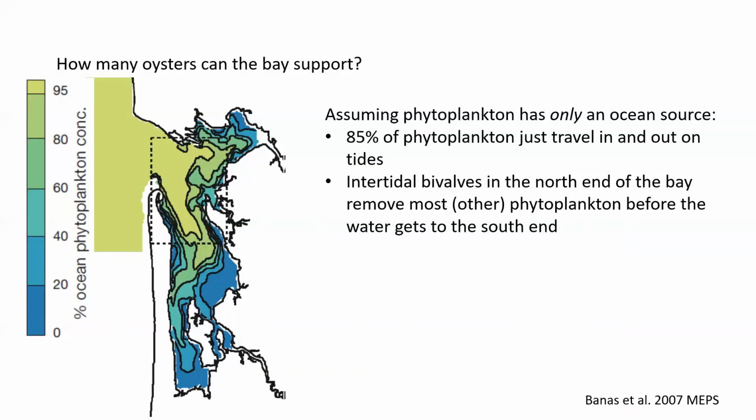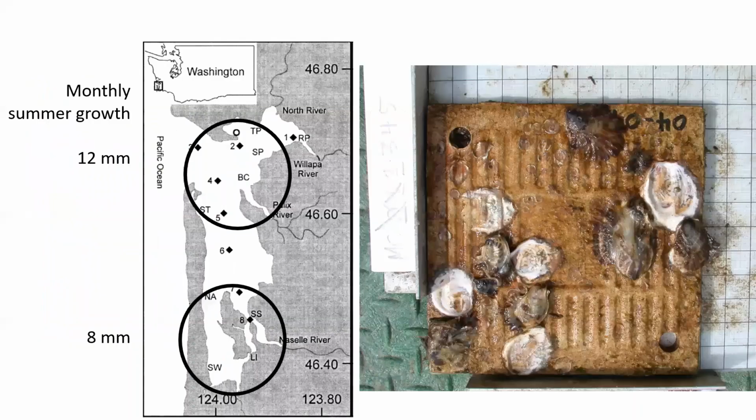And I am a co-author on this, so I sort of agree with this, but on the other hand, I'm also an empiricist, boots on the ground ecologist. And so you might think at that point, well, if we could feed those oysters at the south end of the bay a little bit more, they should grow better, right? So we did that experiment.